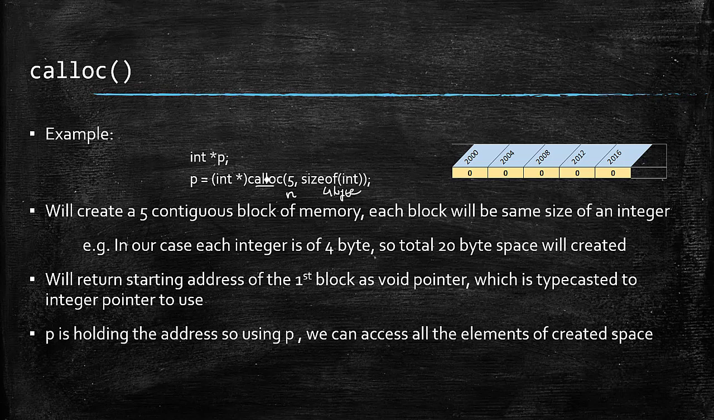So the starting address is 2000, and that will be returned by the calloc function, but as a void pointer, right? Now, a void pointer is a pointer which has a particular memory address but does not have any defined data type. So to use a void pointer, we need to typecast it. We are going to create the space as an integer array, so we are typecasting it to an integer pointer. So this 2000 will now be an integer pointer. As it is an integer pointer, we can store it in P. So in this case, P will have the value 2000.